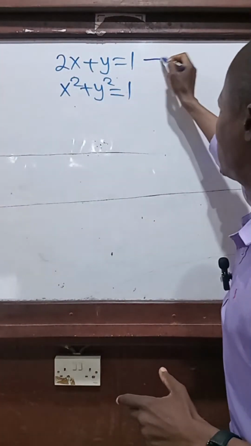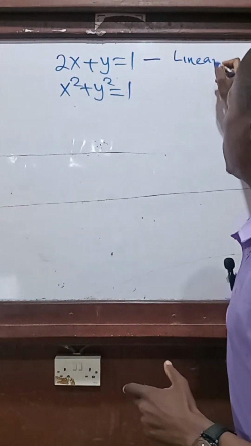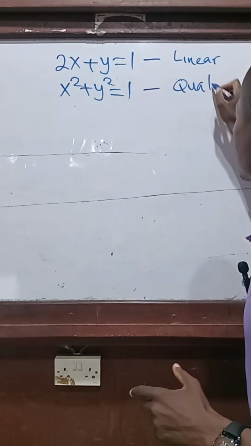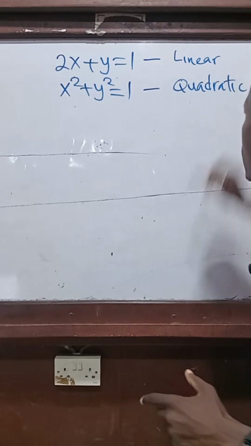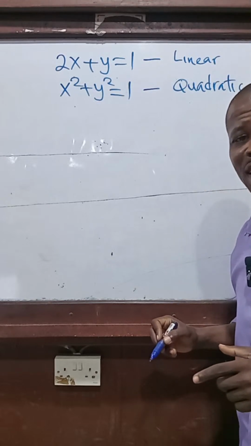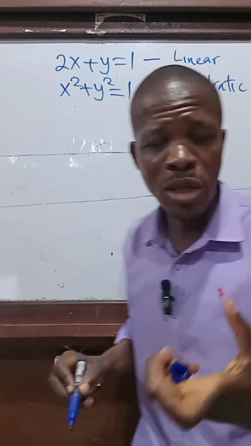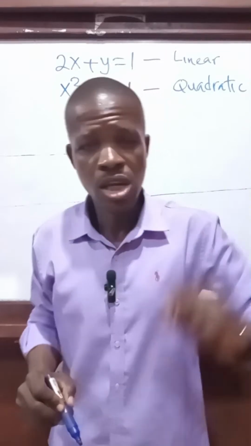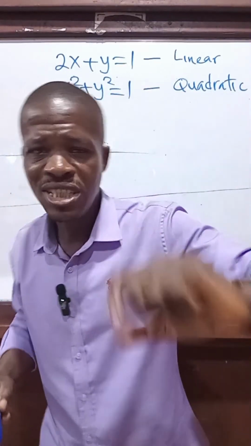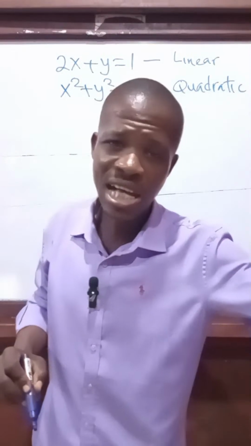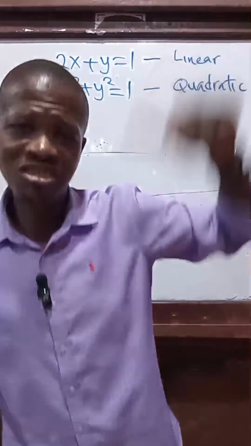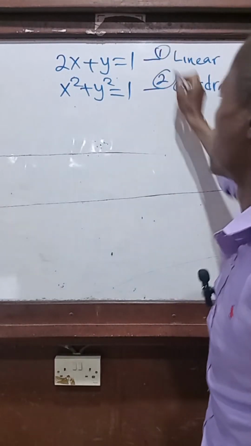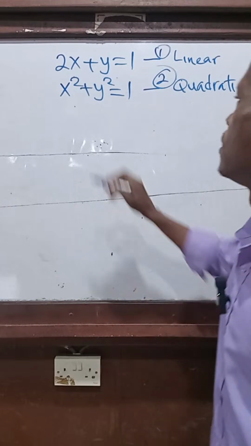This is a linear equation. This is linear. And this one is quadratic. It's a quadratic equation. And the method we're going to use is substitution. You make y the subject in the linear equation and substitute into the quadratic equation. So call this one equation 1, call this one equation 2.